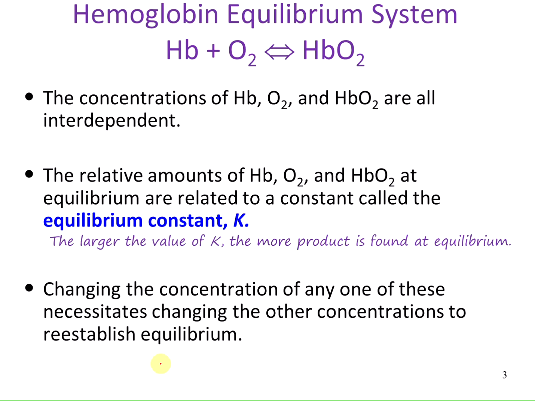Now, for the hemoglobin equilibrium system, the concentrations of hemoglobin, oxygen, and the oxygen-bound hemoglobin are all interdependent. So they all are interconnected to each other. So if you change one, it's going to change the other. The relative amounts of hemoglobin, oxygen, and oxygen-bound hemoglobin at equilibrium are related to a constant called the equilibrium constant, and we're going to abbreviate that as capital K. So the larger the value of K, the more product is found at equilibrium. Changing the concentration of any one of these necessitates changing the other concentrations to reestablish equilibrium. This is because they're all interrelated to each other. So you change one, the other concentrations are going to change as well.